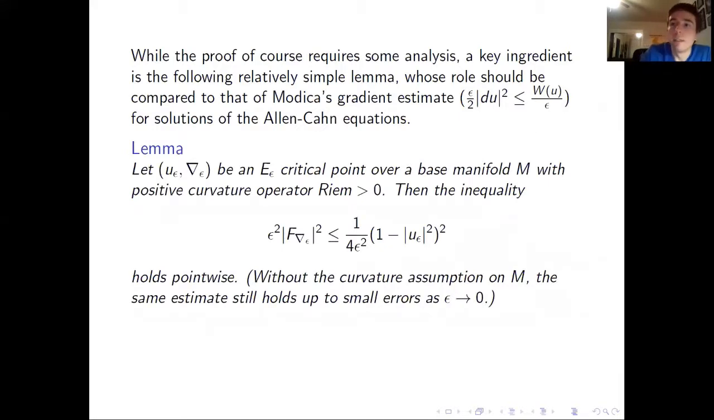So for these equations, these gauge theoretic equations, we show that for pairs which are critical over a base manifold, say with positive curvature operator, but you can remove the curvature condition and pick up some small errors, we have a pointwise inequality where epsilon squared times the curvature squared, the Yang-Mills part of the energy integrand, is bounded above pointwise by the potential part of the integrand. So it's very much analogous to Modica's gradient estimate, except where the Dirichlet term is replaced by a Yang-Mills term. Okay.